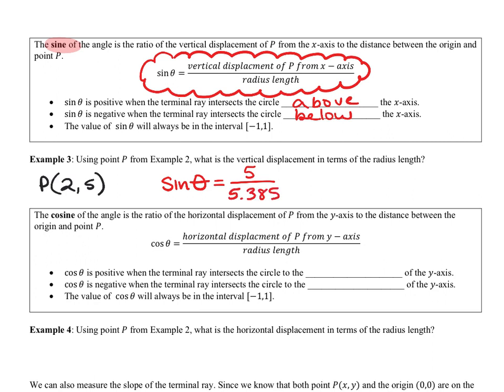5.385. Okay, in your calculators, what is 5 divided by 5.385? Round to 3 decimals, please. 0.929. So the sine of my theta, or the ratio between the vertical displacement and the radius length, is 0.929.